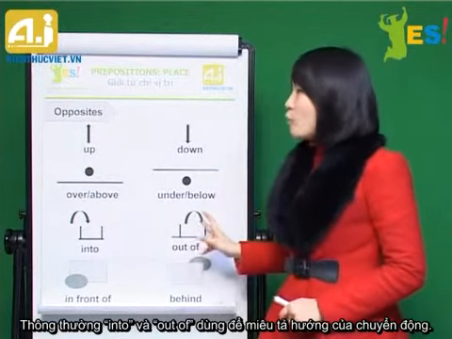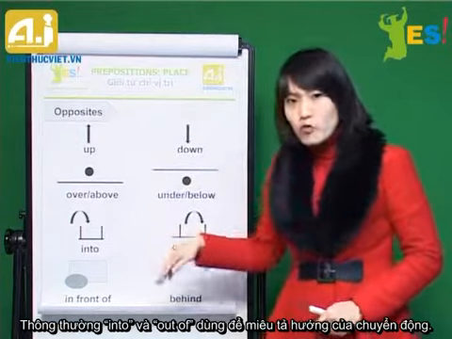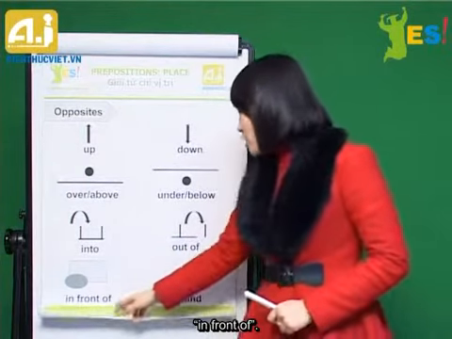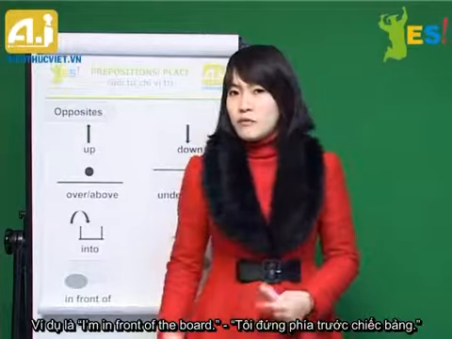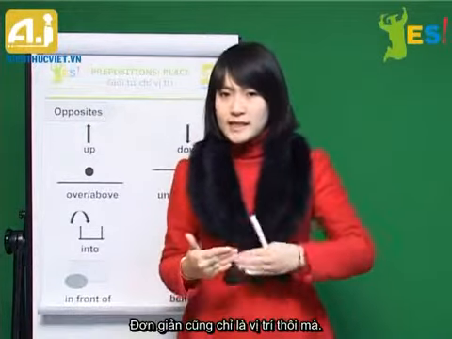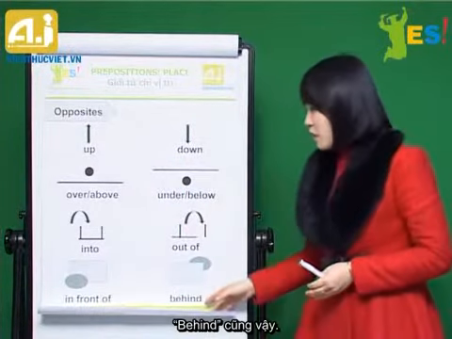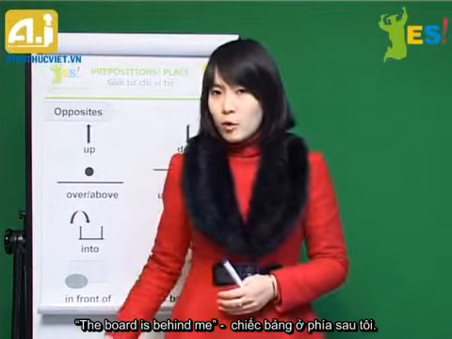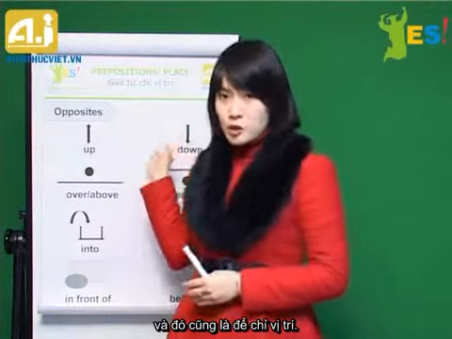Into and out of normally show the direction of a movement. In front of the board, for example, is basically the position. And also behind. The board is behind me, so that shows the position.